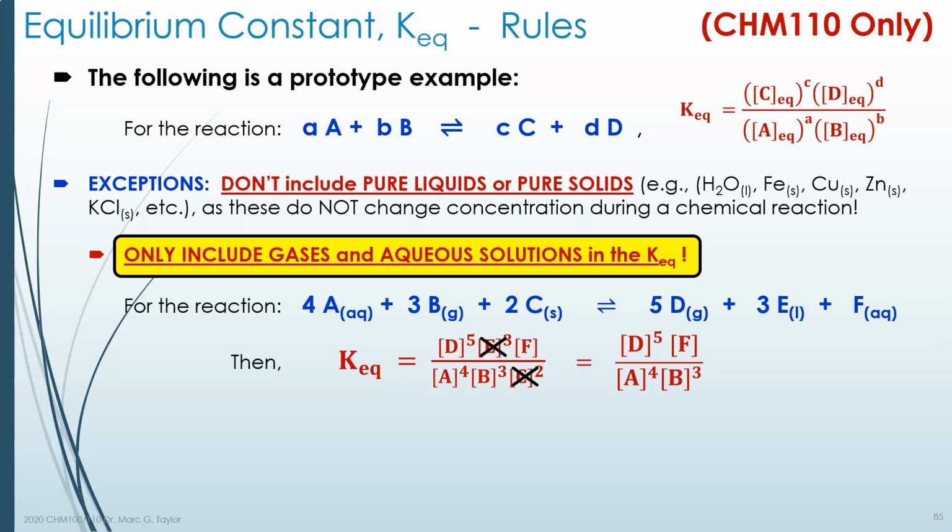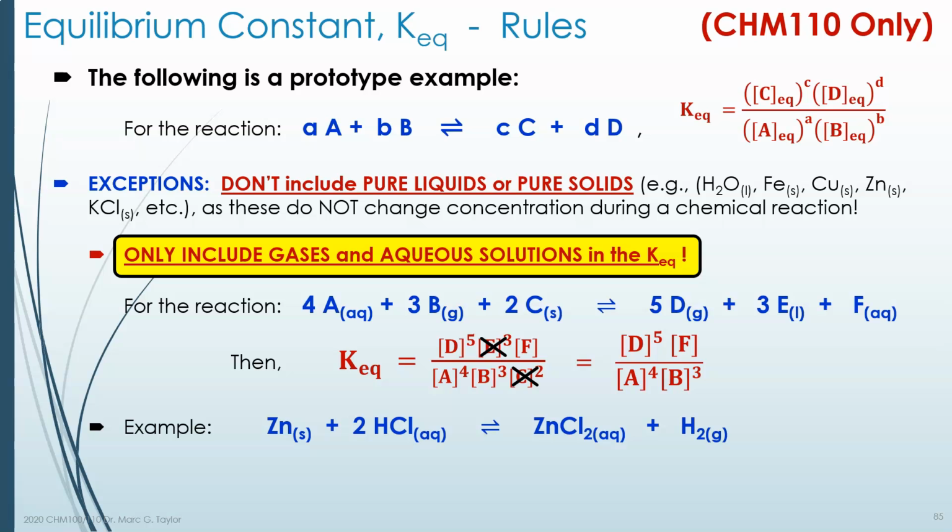So our 2 rules that we have to remember, or our 3 rules. Number 1, we're going to put the products on the top, the reactants on the bottom. Second rule, we raise them to the power of whatever the coefficient in the balanced equation is. And the third rule, do not include pure solids or pure liquids.